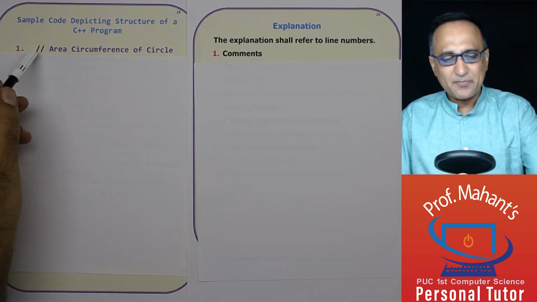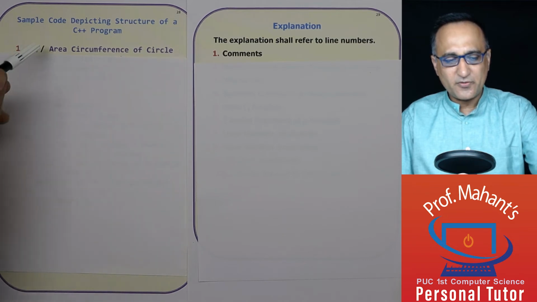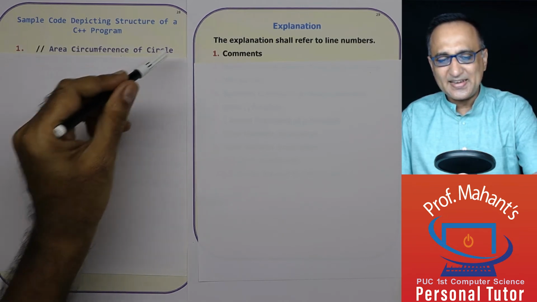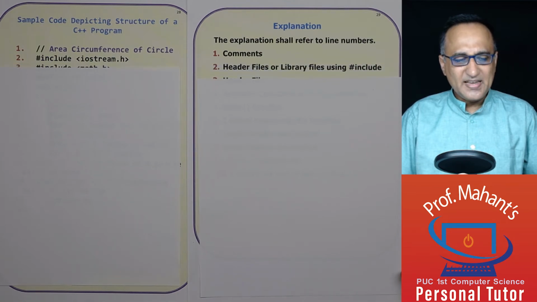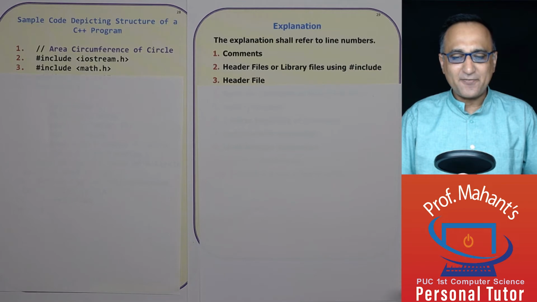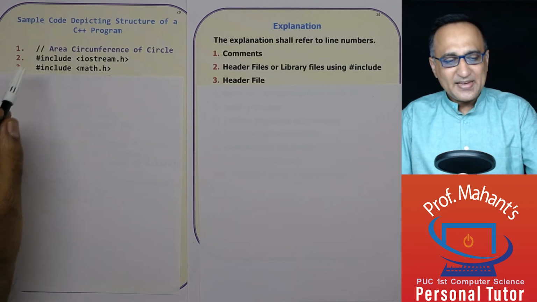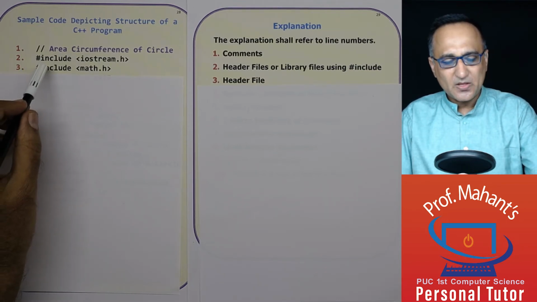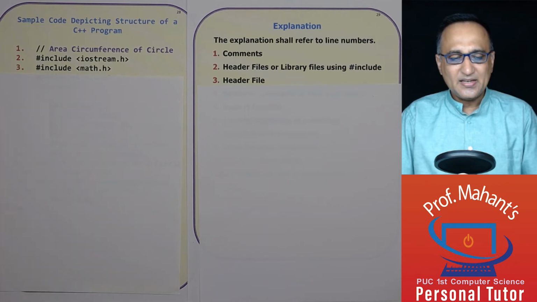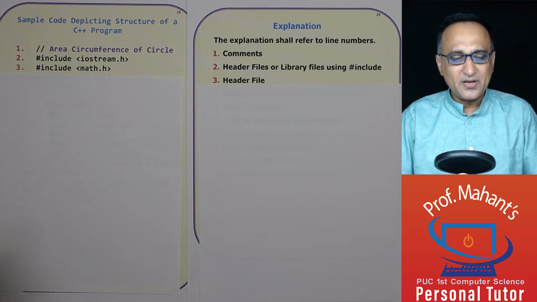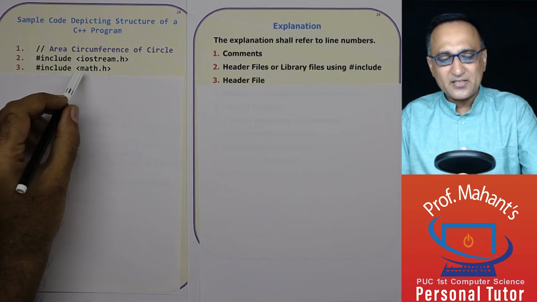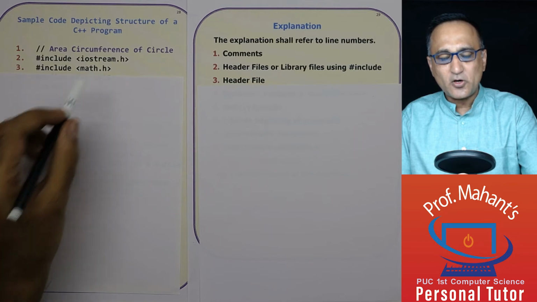So this is an example of a single line comment. If you start with a forward slash, this entire line is treated as a comment. Then the next two lines, you have something called the header file or library file. Any line starting with the hash and having these angle brackets indicates that we are using certain libraries or ready-made functions. For example, if you want to calculate the square root, you need to include math.h.